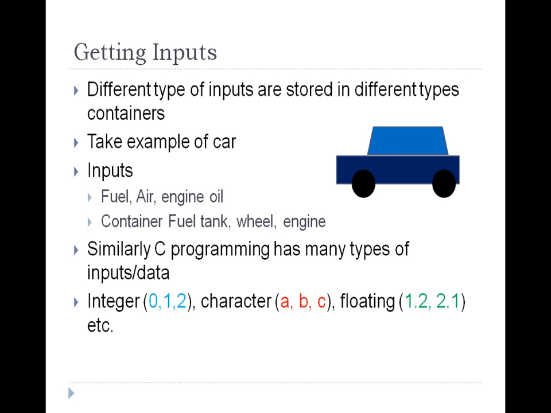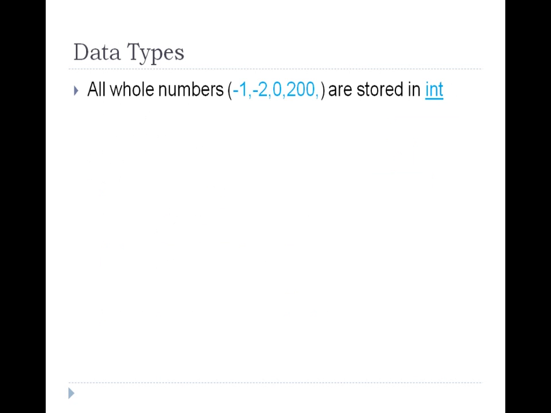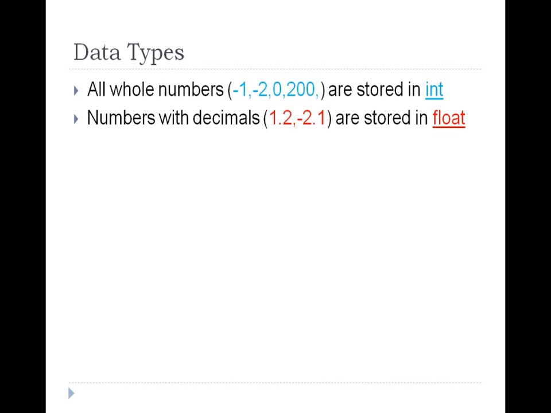I am calling this a container. Typically these are not called containers in the real sense, but we call them data types. But these are really different types of containers in which the values go into. So all whole numbers like -1, -2, 0, 200, etc. are stored in something called integer. Numbers with decimals are in float, and characters are in char.